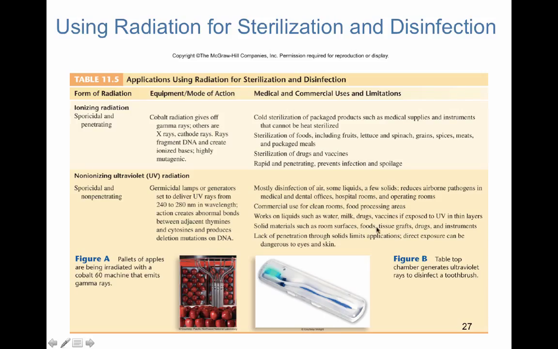Also solid materials, foods, tissue, grafts, drugs, and instruments, whereas ionizing radiation works well to sterilize drugs and vaccines, but also sterilization of foods, so including fruits. So we didn't see this down here. Lettuce and spinach, grains, spices, meats, and packaged meals. And also cold sterilization of packaged products such as medical supplies and instruments that cannot be heat sterilized can undergo ionizing radiation.